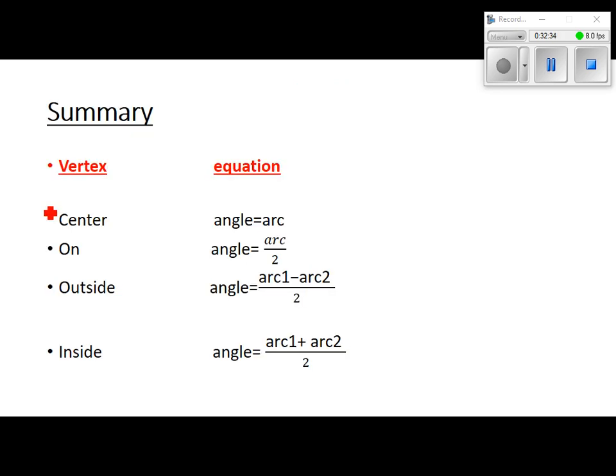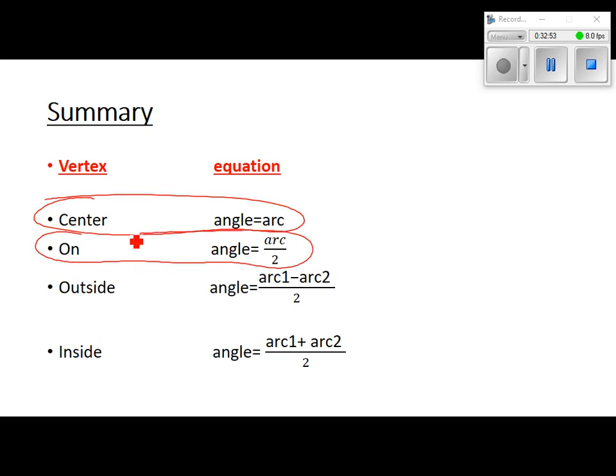This is just a quick summary going back over the angles. The packet that you have is just dealing with the angles related to a circle. If the vertex is at the center, the angle and the arc are the same. If the vertex is on the circle, then you take the arc, divide it by 2, and that'll tell you the angle.